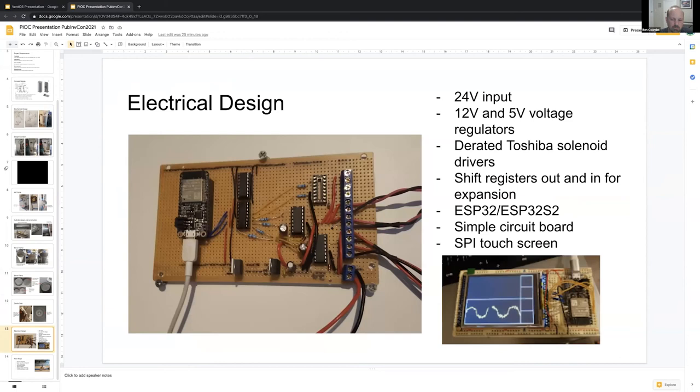The electrical design is designed to be really rugged and robust and possibly even a single-sided PCB. So it could be locally manufactured or repaired quite easily. And these use derated Toshiba drivers. And these could be 12 or 24 volts with some shift registers. So these could actually be expanded to support up to 8 valves, or even up to, you know, 250 valves if we would have a bank of valves.